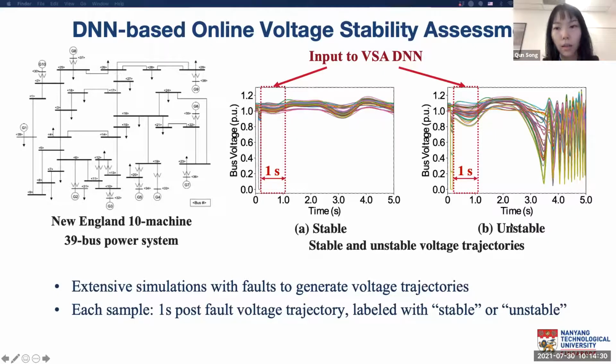The figure on the right shows 2 examples of stable and unstable situations. We can see that after the fault clearance, in the stable situation, the voltages of all buses restore to an acceptable level, while in the unstable situation, the voltages remain far away from the nominal values. And we train a VSA DNN to look at the 1 second long voltage trajectories after the fault clearance and predict whether the voltage will be stable or unstable in the future.